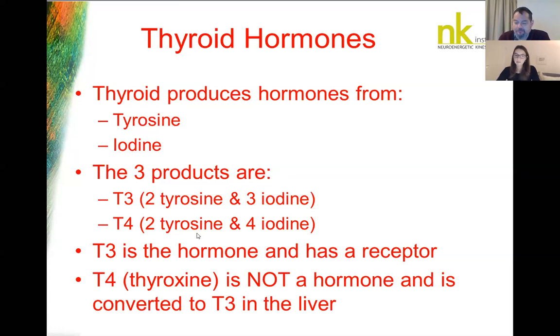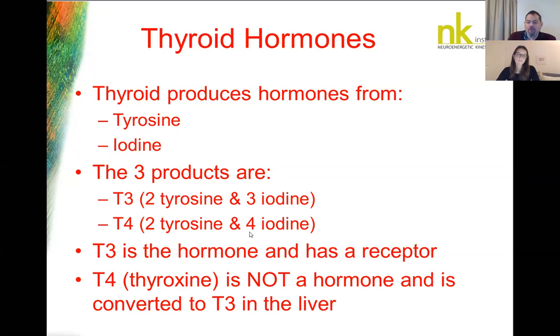Both have 2 tyrosine molecules. T3 has 3 iodine and T4 has 4 iodine. Now T3 is the hormone and there is a T3 receptor. T4 is not a hormone. It actually has to be converted to T3 in the liver.